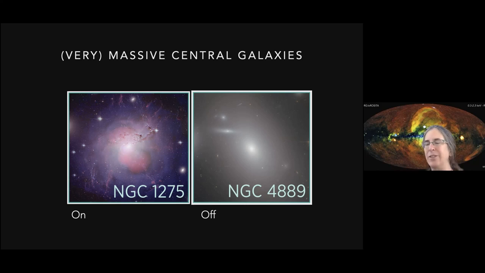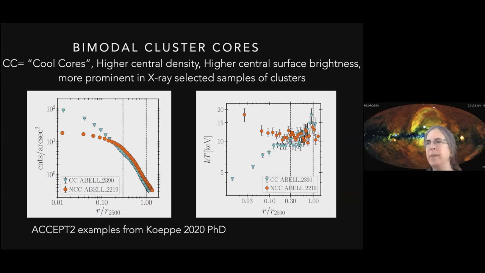Anyway, so why are some of them on and some of them off? It seems to be directly associated with the thermodynamic state of the halo that they're embedded in. And we've known this in a way for many, many years. So here's a couple of example plots on the left.